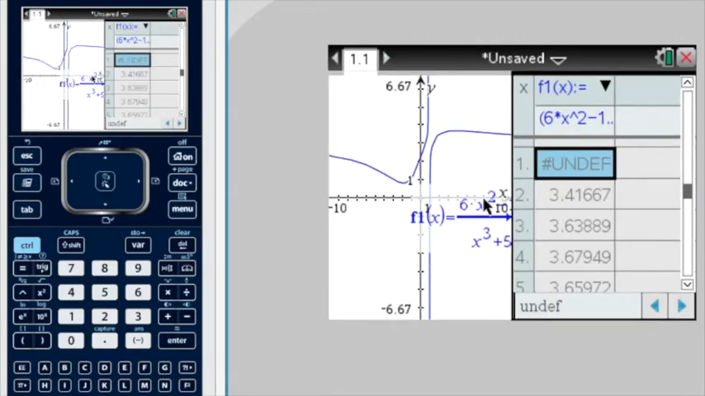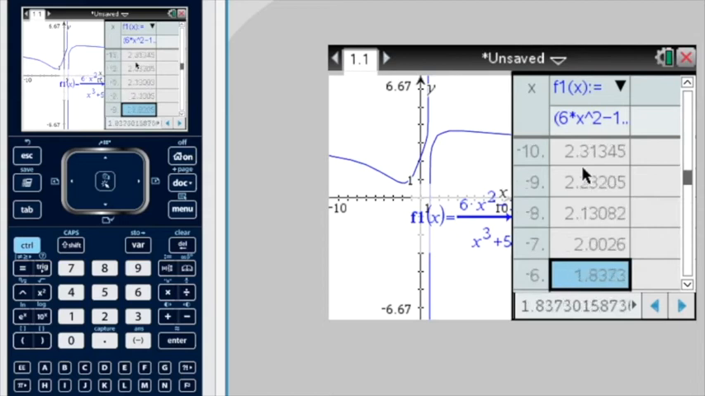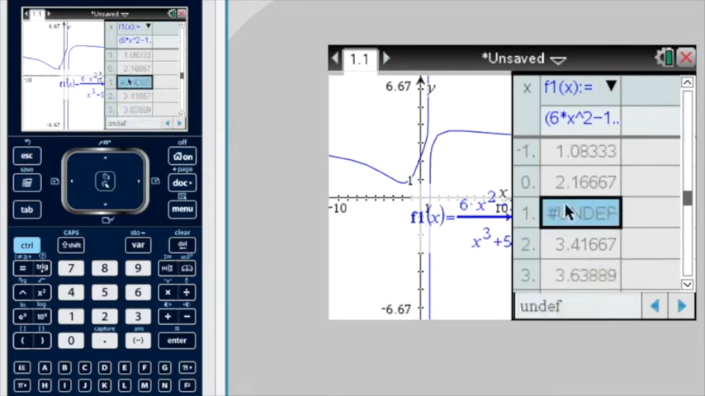And here we can see in the first column is the x values, 1, 2, 3, 4, and then we've got the y values in the second column. Now by scrolling up and down, we can see the y values for negative values of x and positive values of x. Here we can see we are undefined at x equals 1. So what does that mean? That means there must be a vertical asymptote at x equals 1.